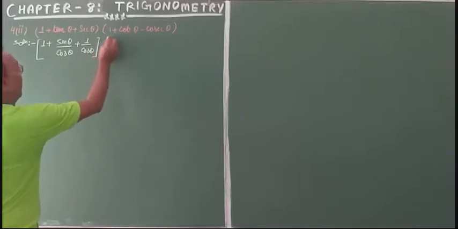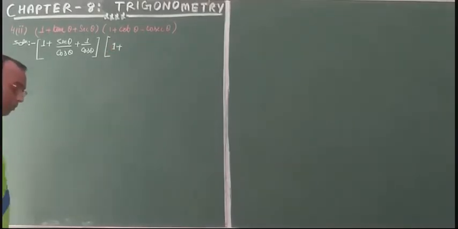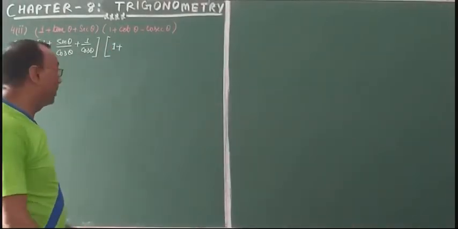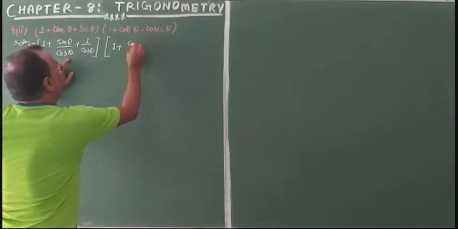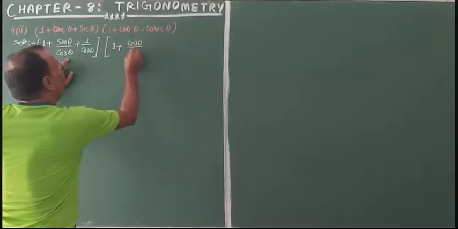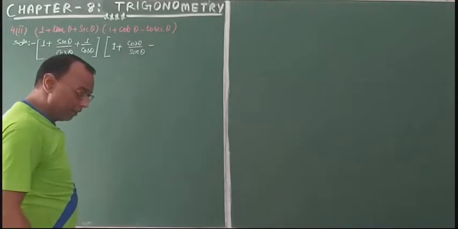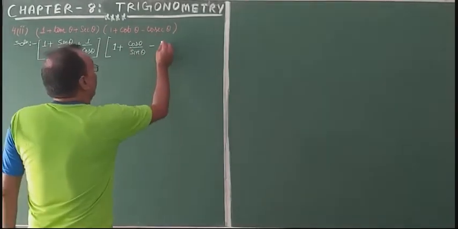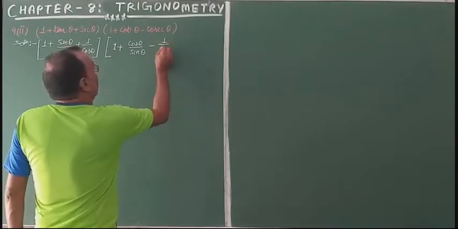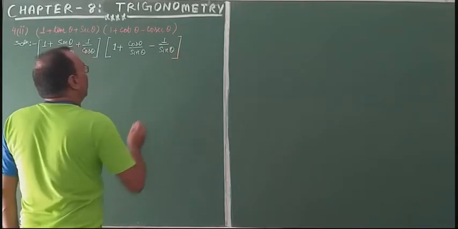And in the second bracket, 1 plus cot theta. Cot theta is the reciprocal of tan theta, so it will become cos theta upon sin theta, minus cosec theta, which is the reciprocal of sin theta, so it will become 1 upon sin theta.